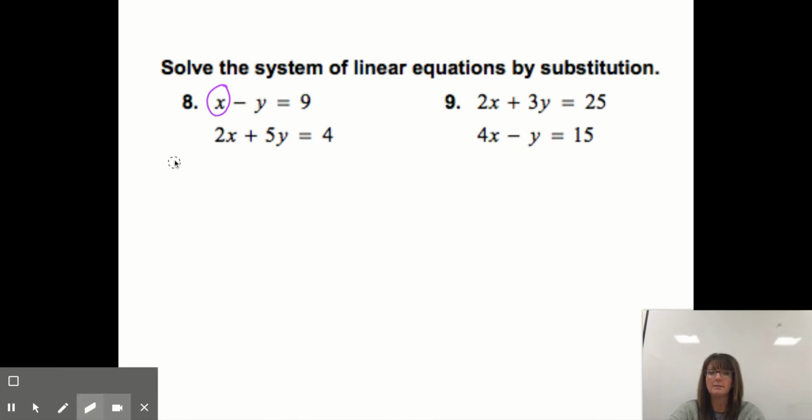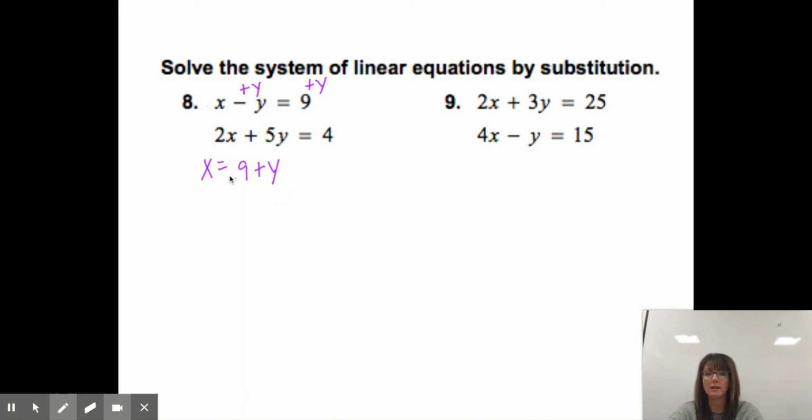So to solve for x, I'm going to erase my little circle here. All right, we want to get x by itself, so we want to add y to both sides. So x is equal to 9 plus y. It doesn't really matter the order. This is not slope-intercept form, but whenever you're solving for y, I would recommend doing slope-intercept form. But now we can take this expression and put it in place of this variable, right? We're going to substitute it in.